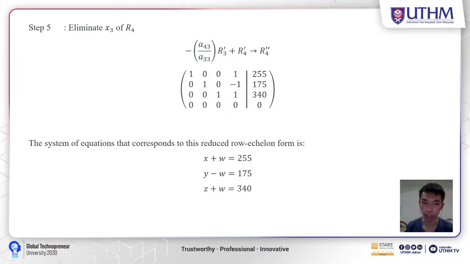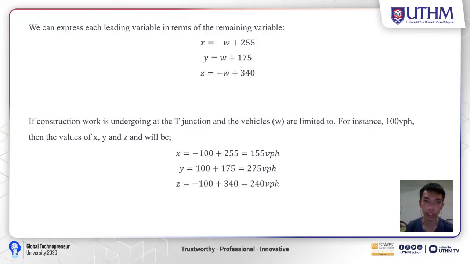Hence, from this echelon form we obtain a system of equations: x plus w equals 255, y minus w equals 175, z plus w equals 340. We can also express each leading variable in terms of the remaining variable: x equals negative w plus 255, y equals w plus 175, z equals negative w plus 340. If construction work is undergoing at the T-junction and the vehicles are limited, for example to 100 vehicles per hour, we will obtain new values for x, y, and z as shown.